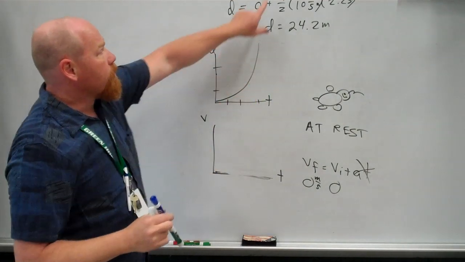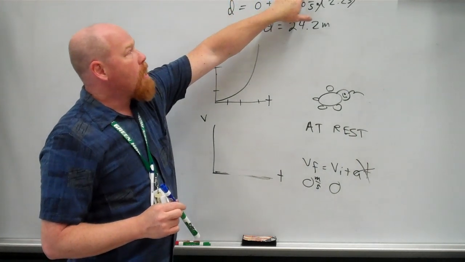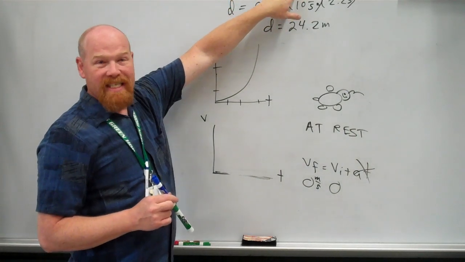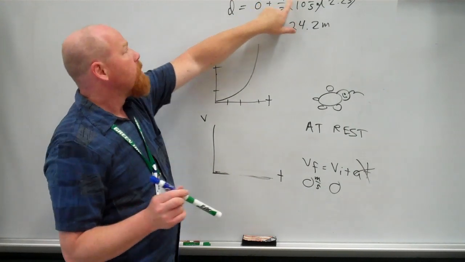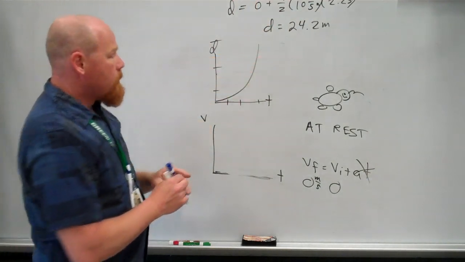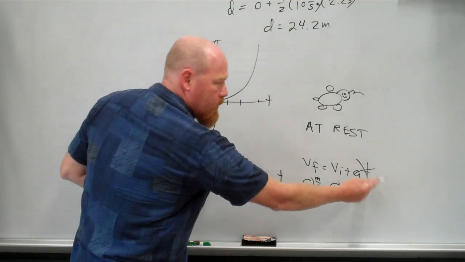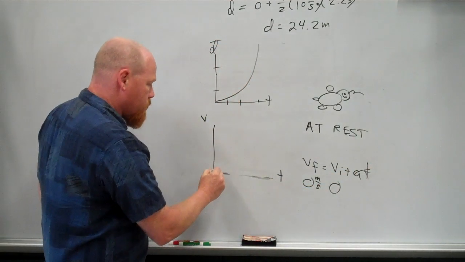And again, if you look back up here, d equals vit plus 1/2 at squared, now your acceleration is there. It's not 0 anymore, it's something, it's 10 meters per second squared. So you've got that square, which gives you the curve right here. But if you go back down to here, now even if you're accelerating, you don't have a square on the time. So it's going to be like this.